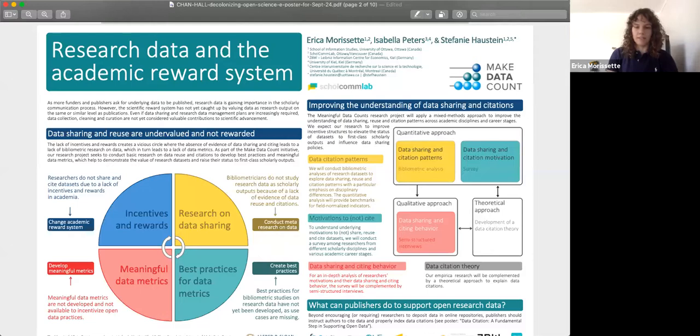So we are conducting bibliometric analyses of research data sets to look at data sharing. And the focus here is on differences between different disciplines. Then we will also be looking at researcher motivation to cite or not cite by conducting a survey among researchers from different disciplines and career stages. So our contribution ultimately is to generate empirical evidence on open data practices that is essential to the development of meaningful data metrics.